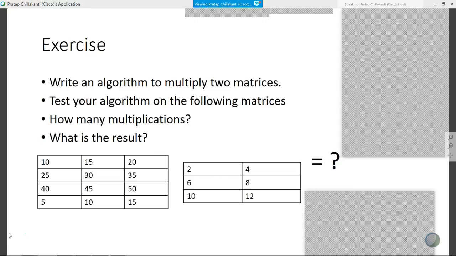Write an algorithm to multiply 2 matrices. Now, I want you to test your algorithm, meaning you have to trace it, right? So I gave you the 2 matrices down below. I hope I gave them correctly in terms of dimensions. If I didn't, you fix the dimensions, okay? And in the process of doing that, you calculate how many multiplications you are doing. Okay? And then write down the resultant matrix.